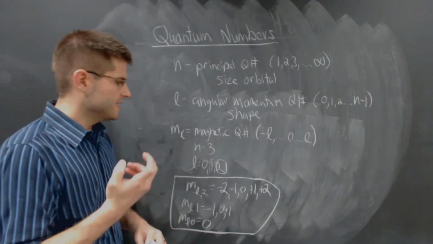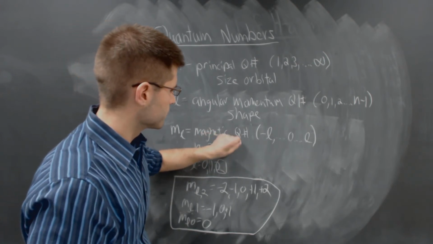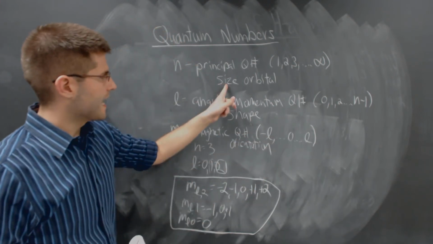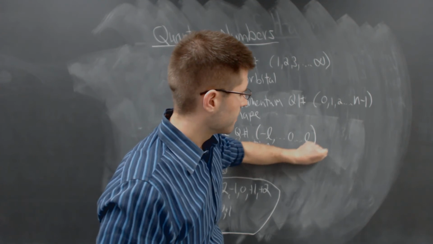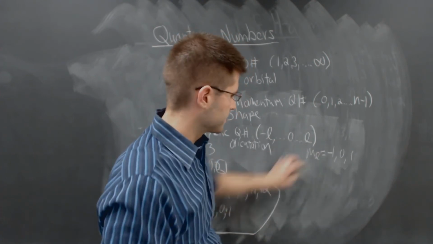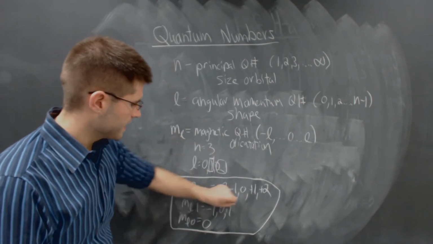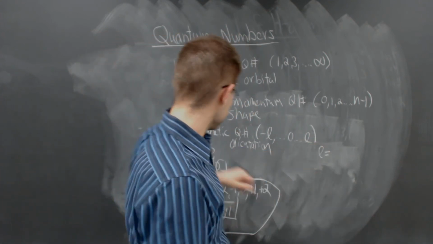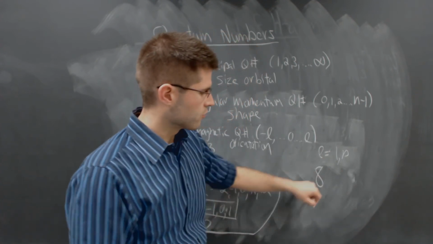Now what is m sub L? It is actually the orientation of the orbital. So n is the size, principal quantum number, L is the angular momentum, m sub L is the magnetic quantum number, and it's the orientation. So let's take m sub L equaling -1, 0, and 1. Let's say we're taking n equals 3, L equals 1, and we're taking this value here. So we know that L equaling 1 means that we're in the p orbital, which means we're going to have an orbital that looks something like that.